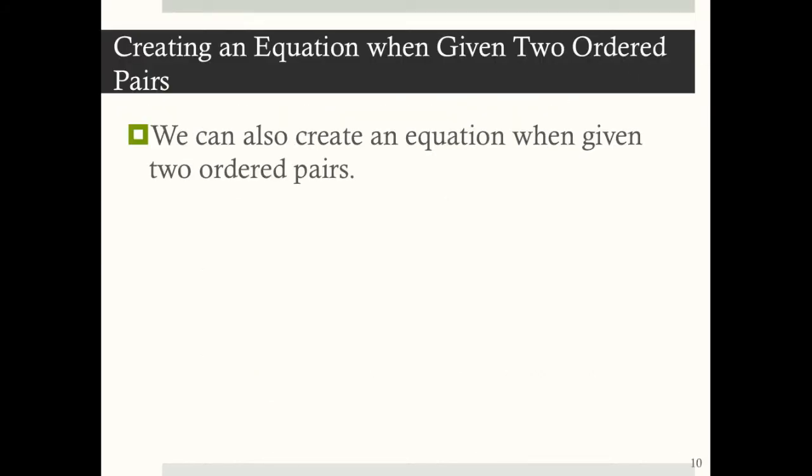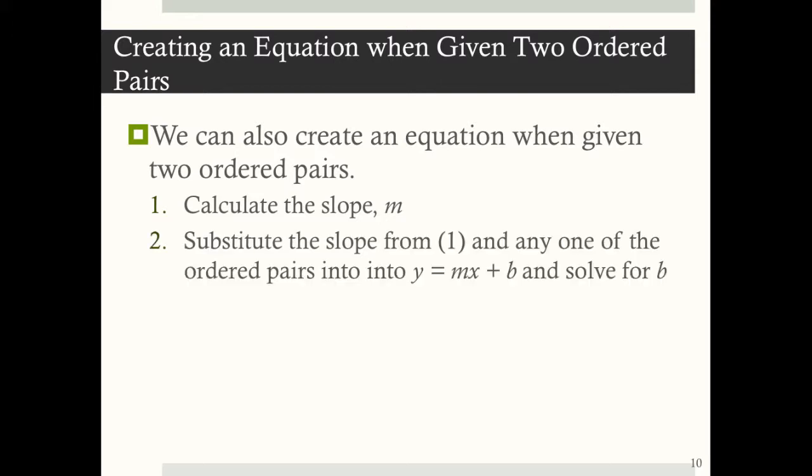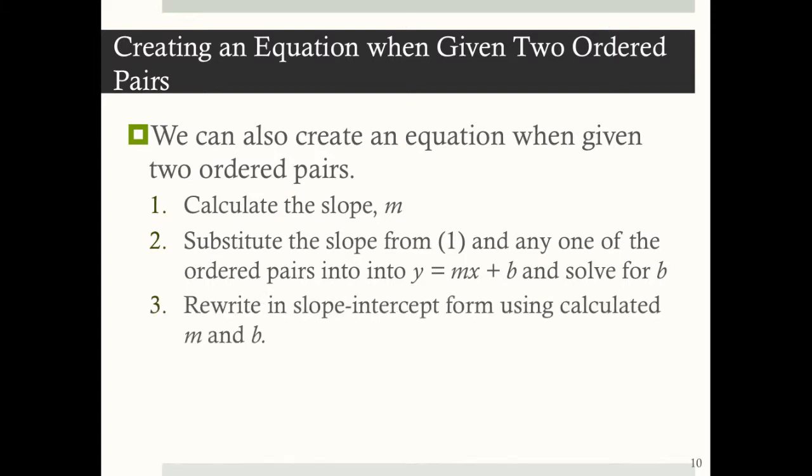Now we can also create an equation when given two ordered pairs, so we don't need a graph to create an equation. What we'll do is first calculate the slope, substitute the slope from 1 and any one of the ordered pairs that we were given into the equation y equals mx plus b, and then we solve for b. So now what we'll have is a value for m and a value for b, and we can plug it into the slope-intercept form.